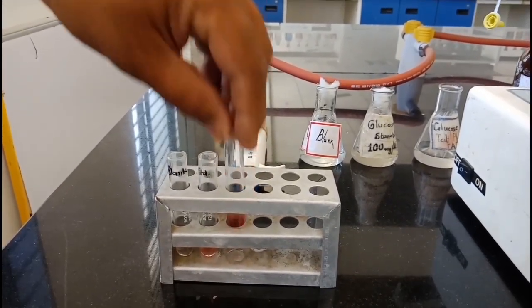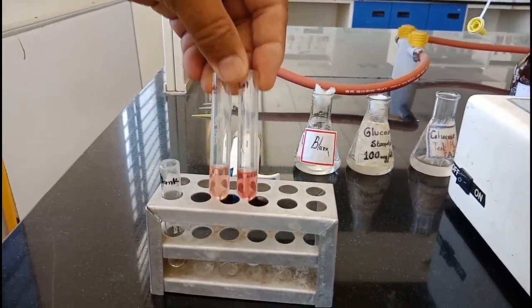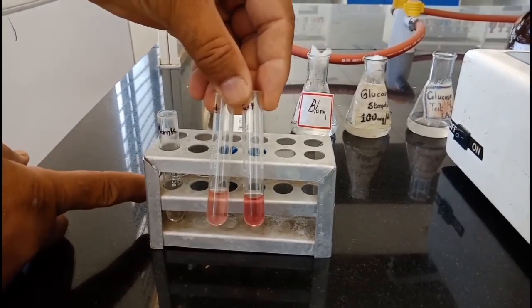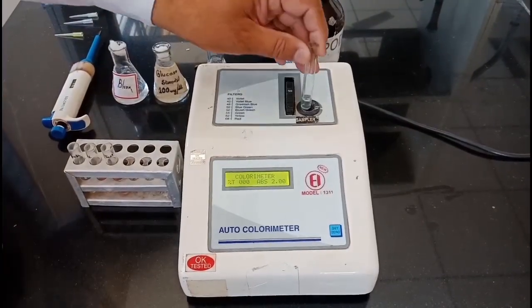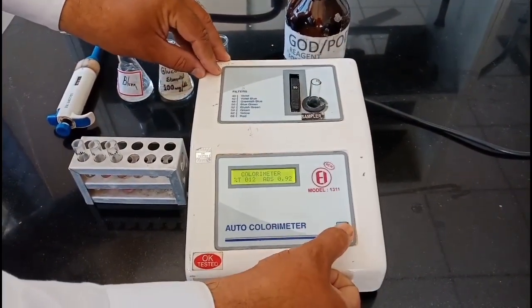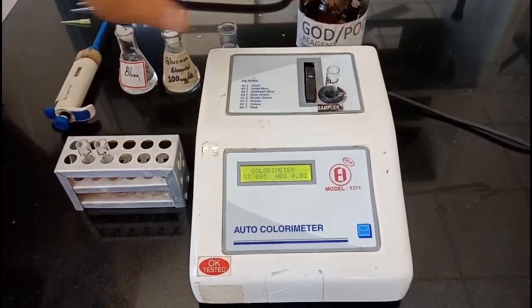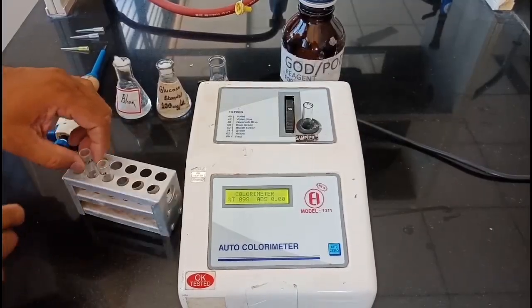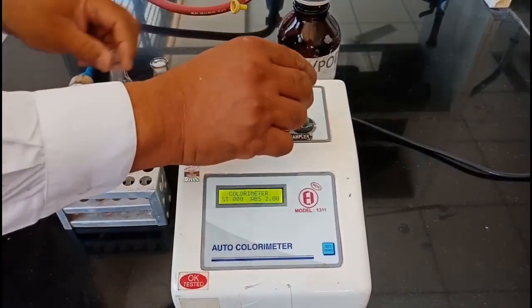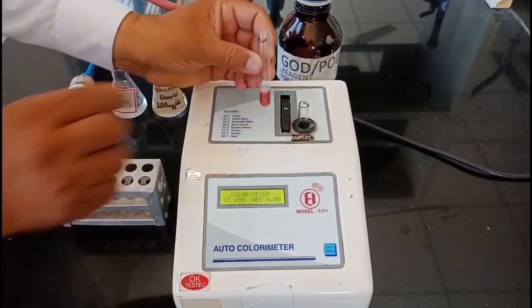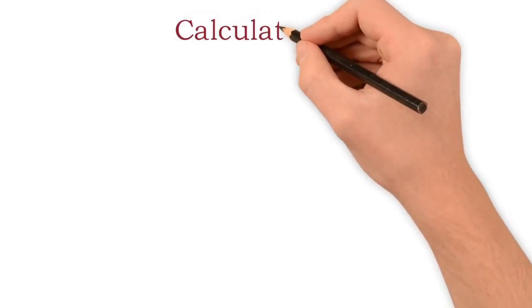As you can see, the color of the test is looking more intense than the standard. So we can assume that our result will be more than 100 mg per deciliter as we have taken standard as 100 mg per deciliter. Now start the colorimeter and with distilled water set absorbance at 505 nm at 0. Now we will take OD of all 3. First we'll take OD of blank, that is 0.00. Then standard OD is 0.34 and then test OD is 0.56.